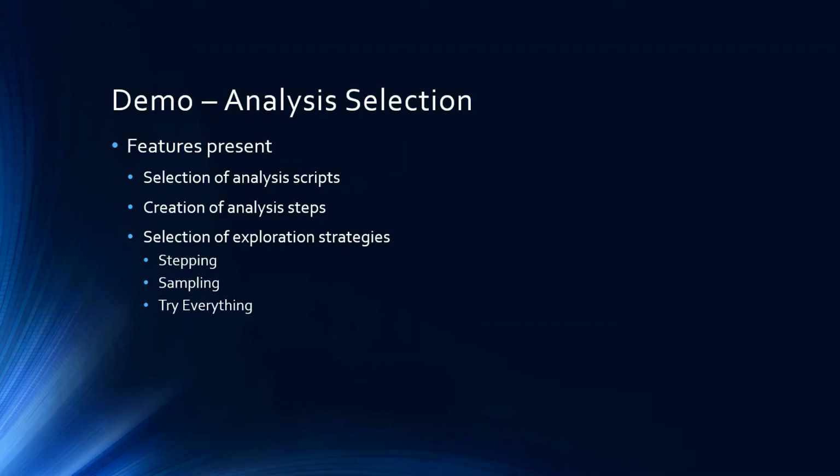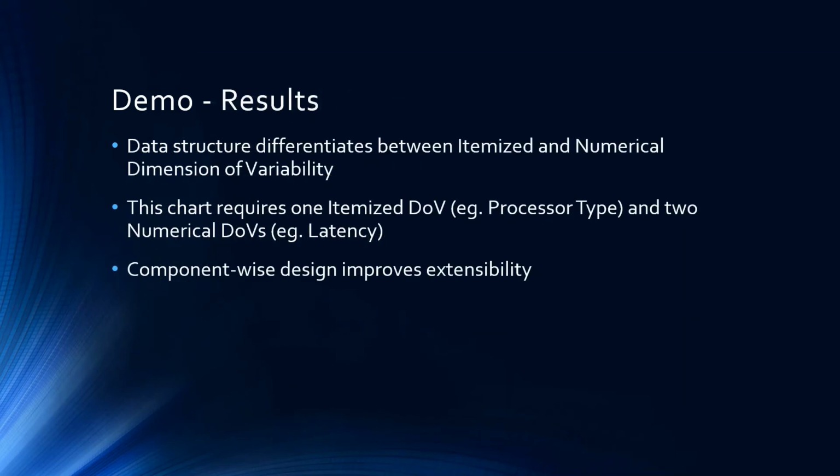It should be easily reordered, and once saved, each script should create steps. Then, the selection of exploration strategies should be chosen for each step. The choice of stepping, sampling, or try everything strategy is available for exploration strategies. And the type of strategy available depends on the dimension's type: real, integer, or itemized. The output of the analysis step is a regular XML file.